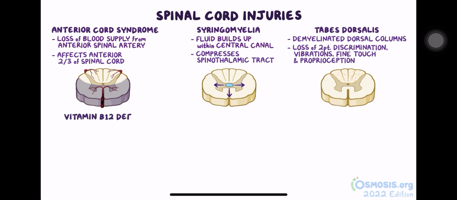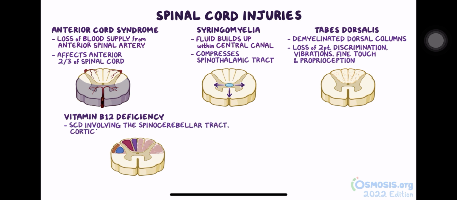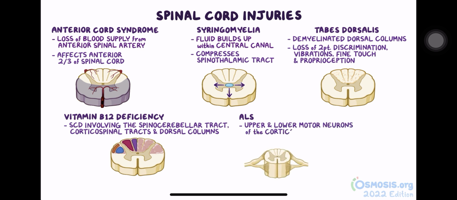With vitamin B12 deficiency, there can be subacute combined degeneration involving the spinocerebellar tract, the corticospinal tracts, and the dorsal columns. With ALS, both the upper and lower motor neurons of the corticospinal and corticobulbar pathways are affected.